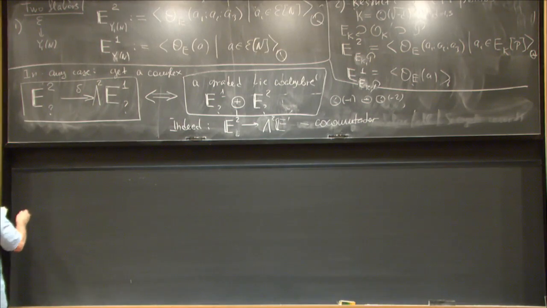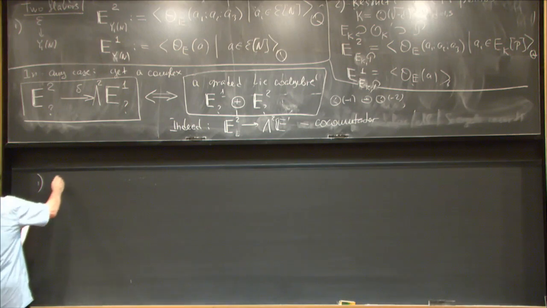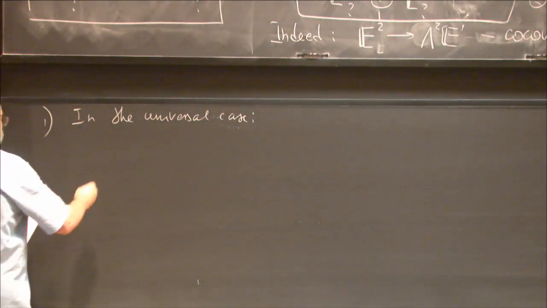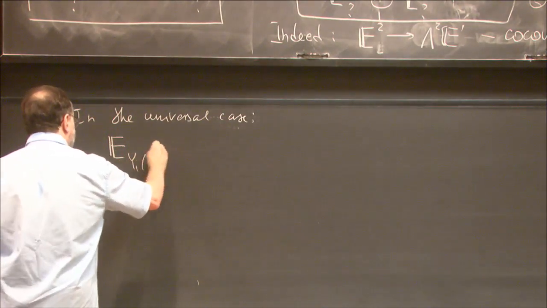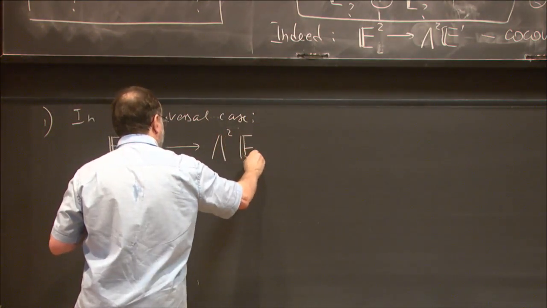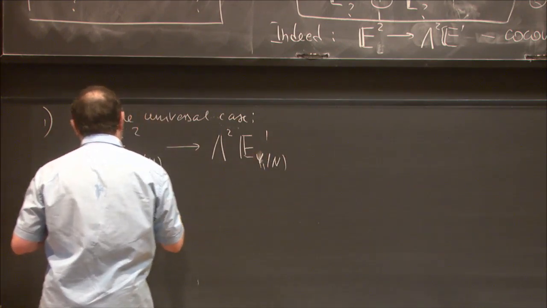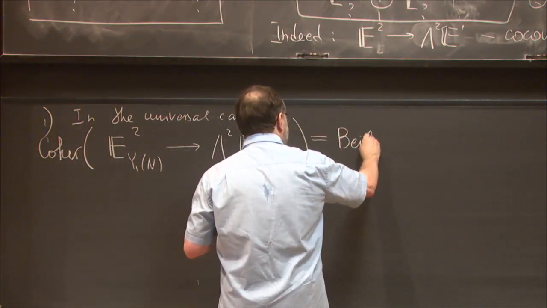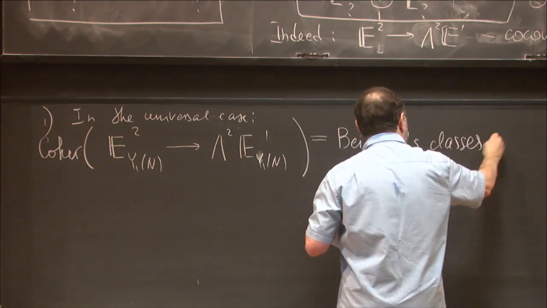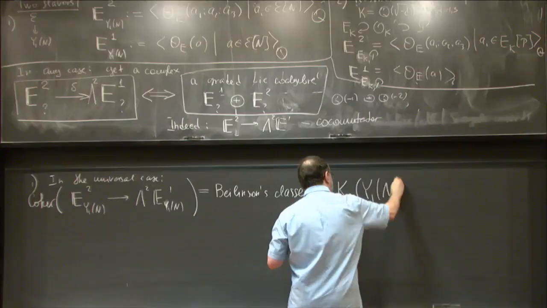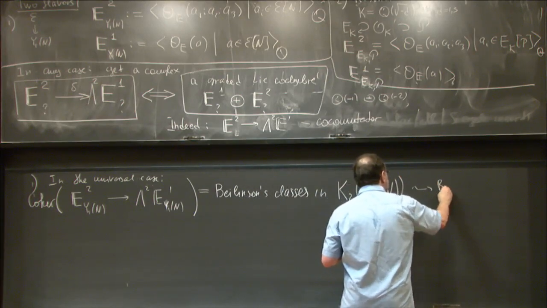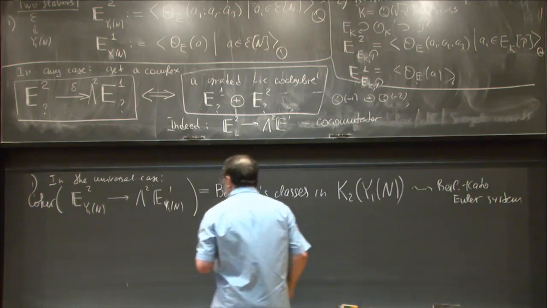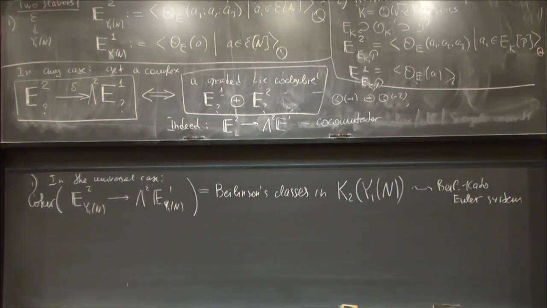Now, what's the point of this? So in the universal case, if you just consider this complex, then if you take the co-kernel of this complex, this is precisely Beilinson's classes in K2 of this Y1 of n. And from this, you can go to other systems. It goes to Beilinson-Kato Euler system, if you start varying n.